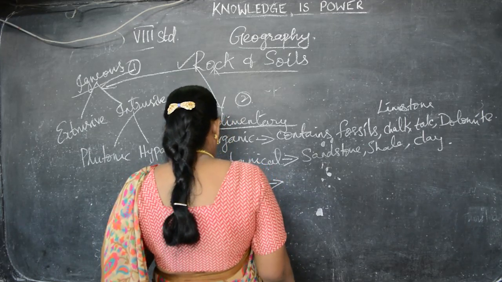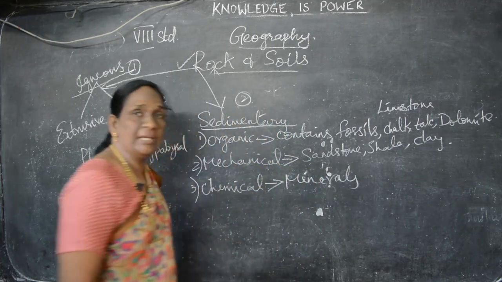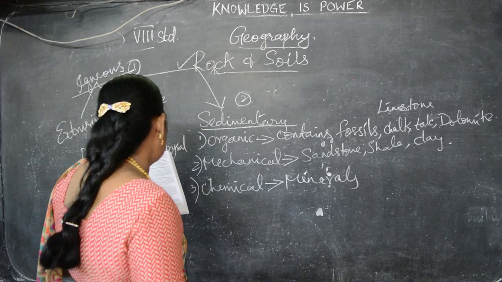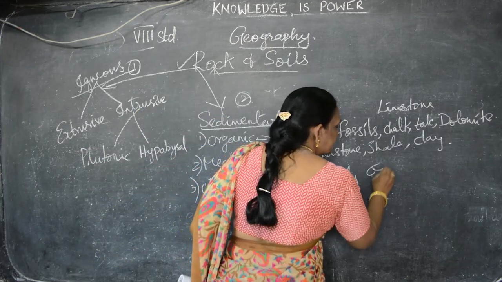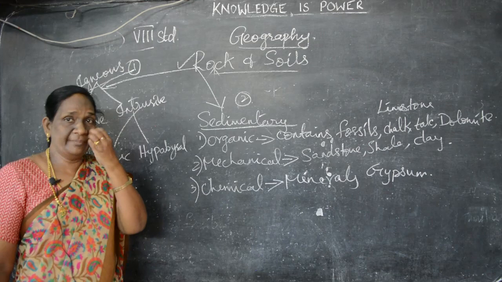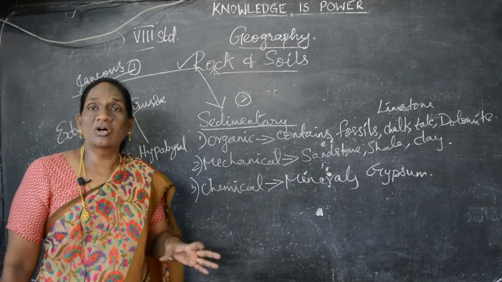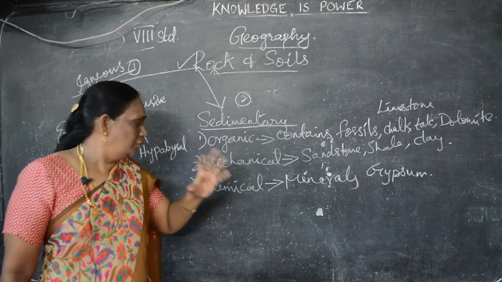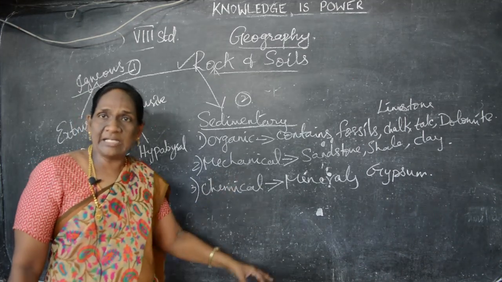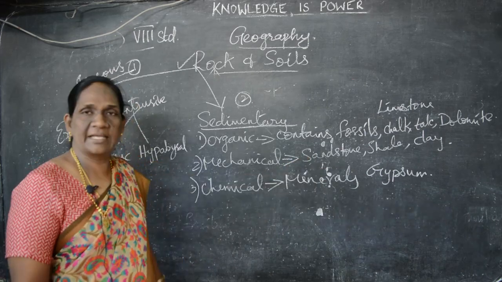And chemical sedimentary rocks are formed from the minerals. An example of chemical rock is gypsum. It involves evaporation and precipitation; because of the evaporation and precipitation, the rocks will be changed. So it is called chemical reaction. The example is gypsum.